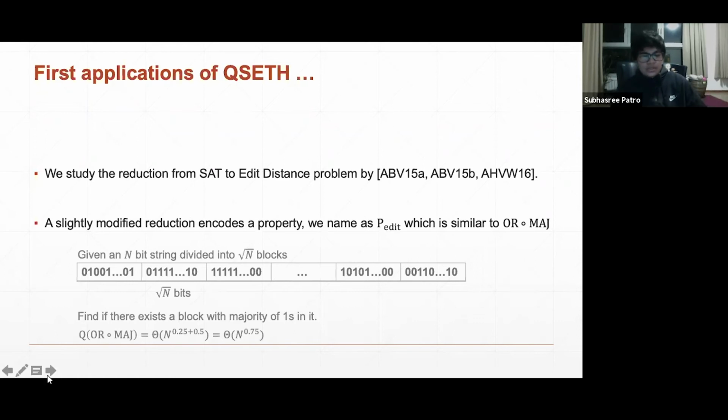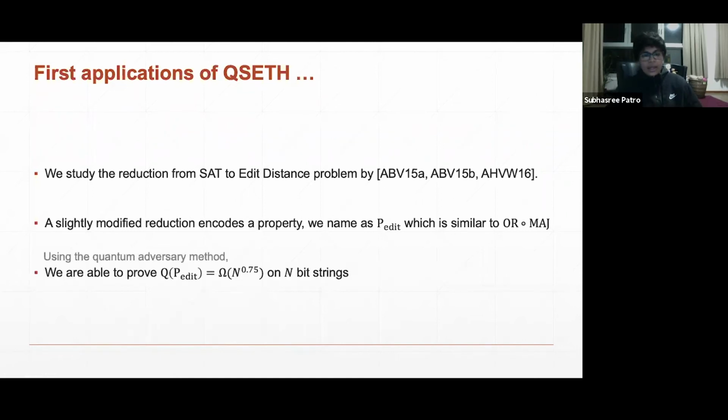This was an interesting result. You could use the adversary method by Ambainis to get this result, but there was another cool paper, I've forgotten the name, which you can use directly to plug in the values here and get this n to the power 0.75. But remember that p edit is not exactly OR of majority; it's very close to that.